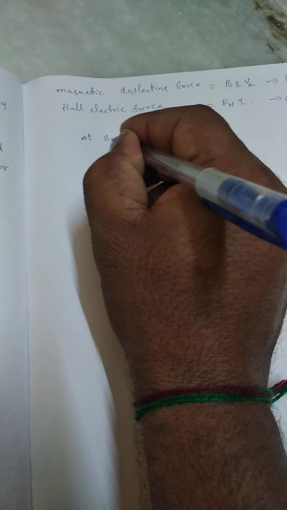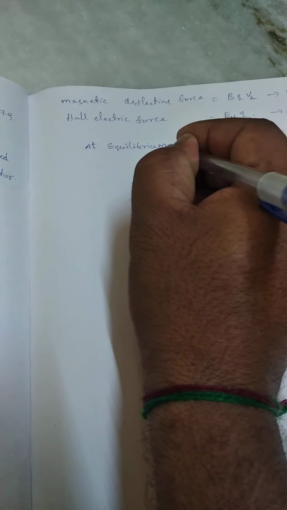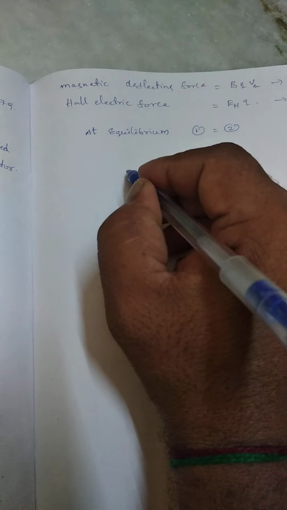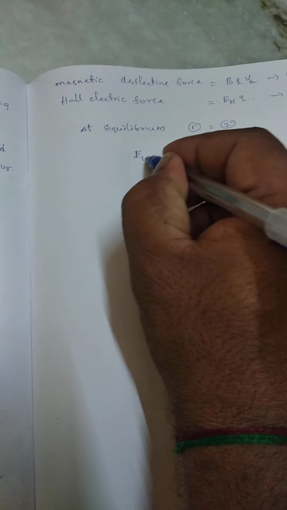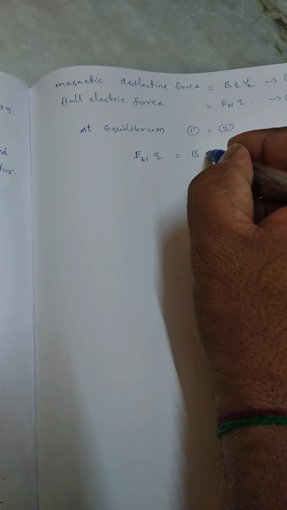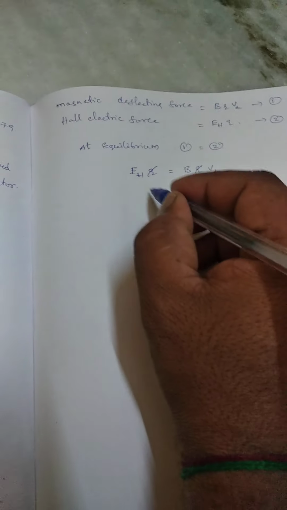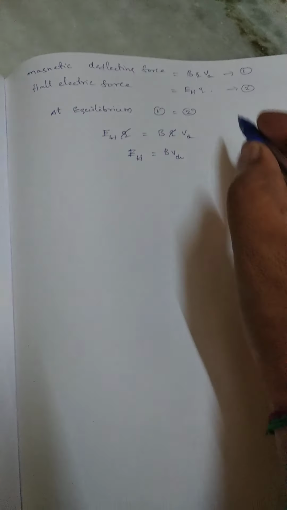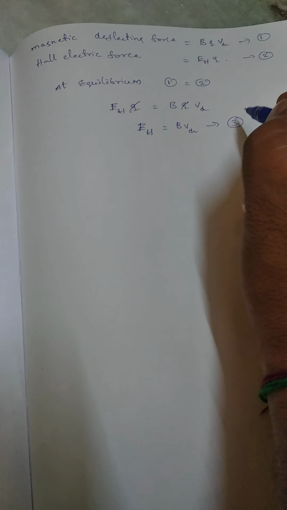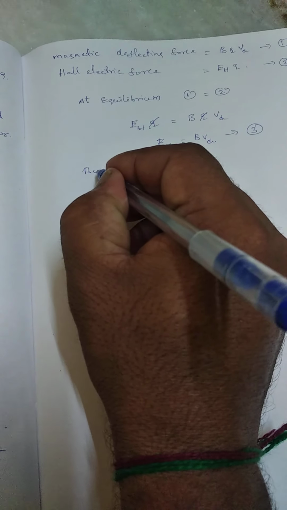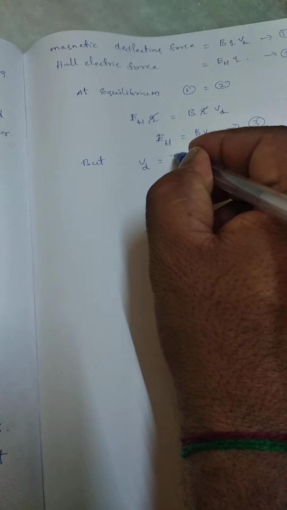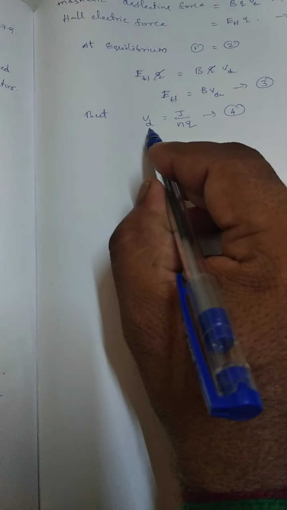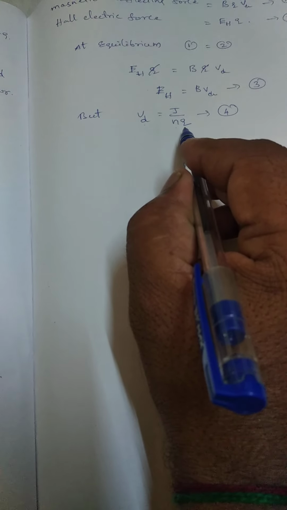At equilibrium, 1 is equal to 2. EHQ is equal to BQ into VD. Q cancels, so EH is equal to BVD. This is equation 3. But VD is equal to J by NQ. This is equation 4. Here VD is the drift velocity, J is the current density, N is the number of charge carriers, and Q is the charge.